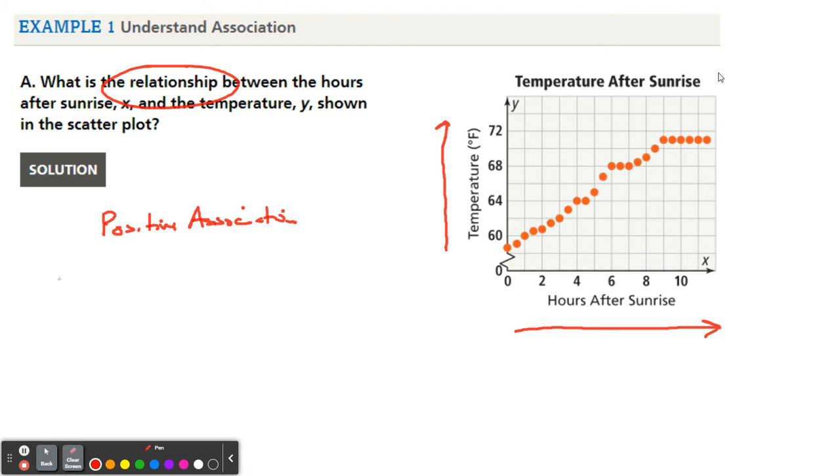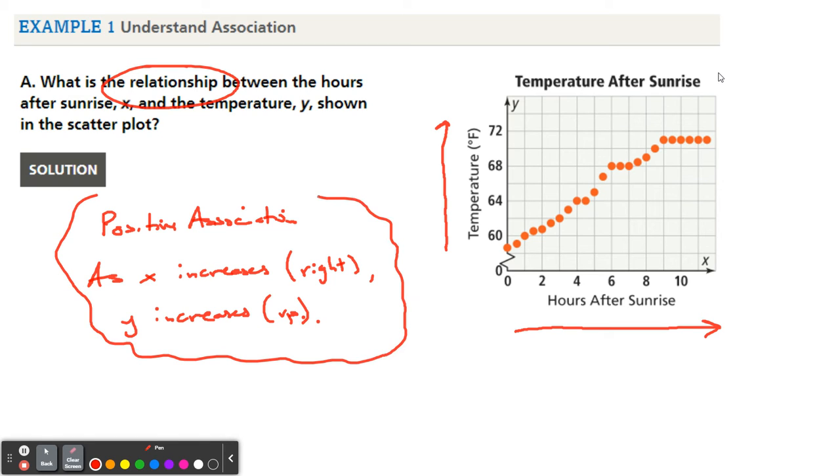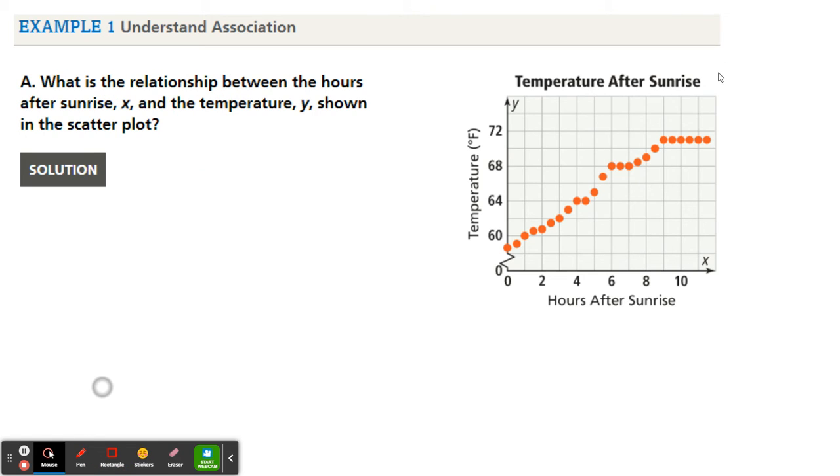And a positive association means as x increases, that means it goes off to the right. As x increases, your y increases. It goes up. So again, the further after sunrise, the higher the temperature will be. Cool. All right, next example, B.